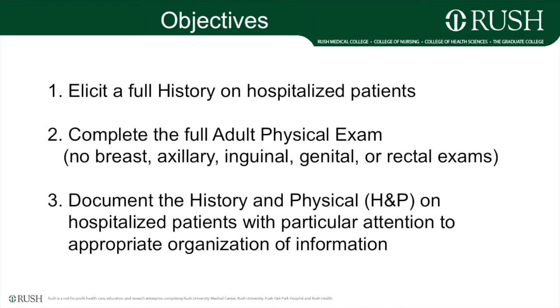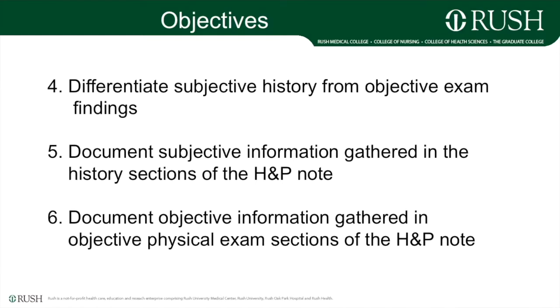The course has several objectives. By the end of the year, students should be able to elicit a full history. They should be able to complete a full adult physical examination. They should be able to document a history and physical on a hospitalized patient with particular attention to the appropriate organization of information. They should be able to differentiate subjective from objective findings. They should be able to place the subjective information in the history sections of the H&P, and the objective data should go into the physical exam findings.